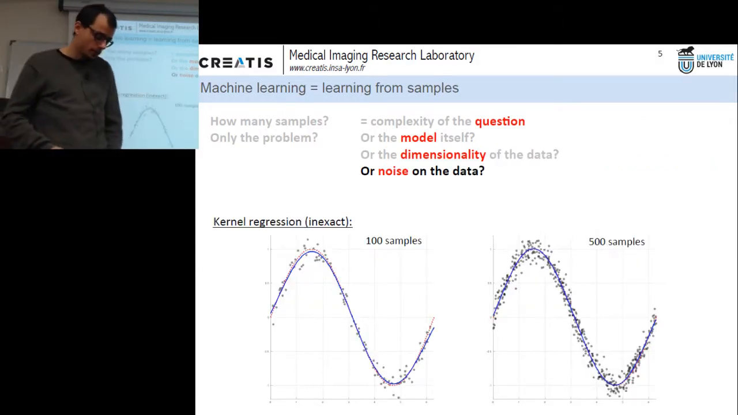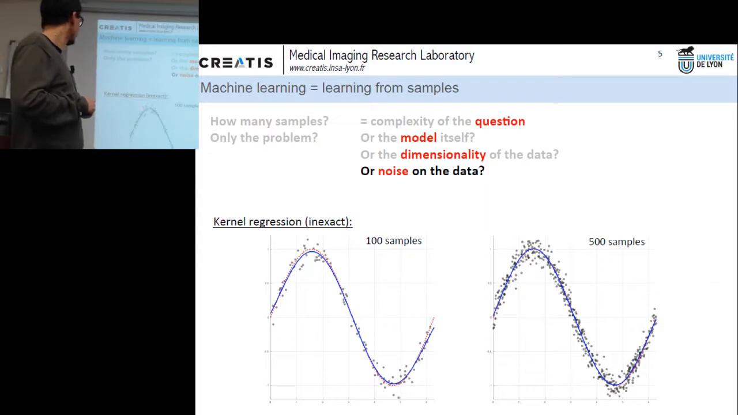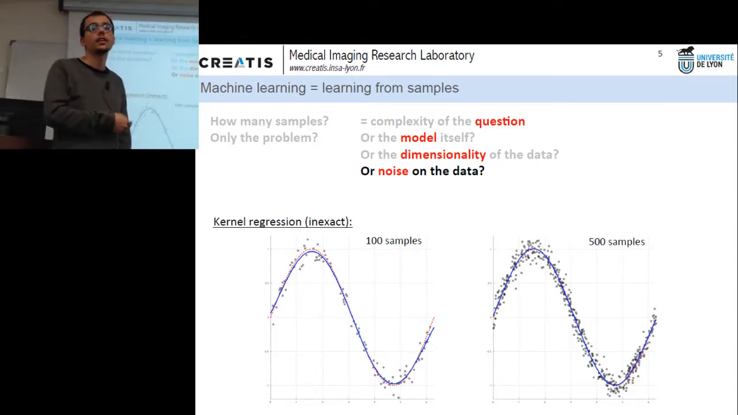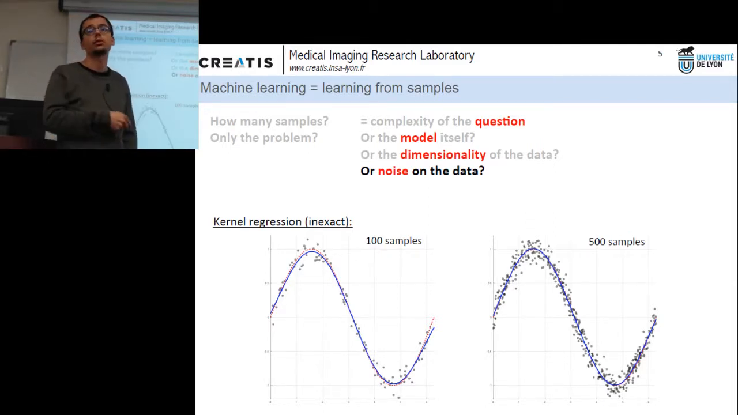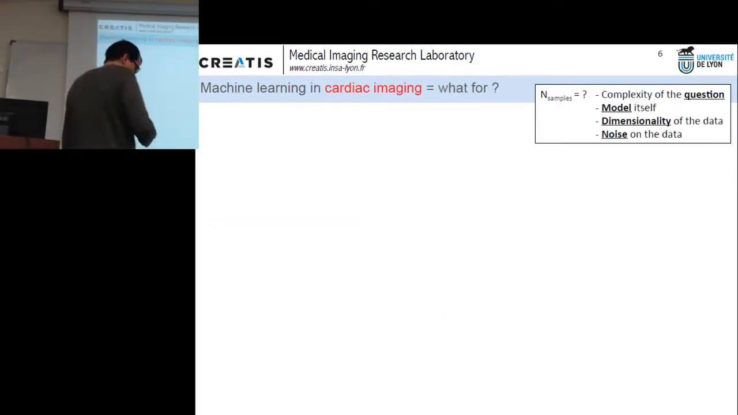And then I didn't talk about this, but there may be noise on my data. With 100 samples, you remember the exact matching problem was quite oversampled. But if I have a certain amount of noise on my data, I still have an approximation with 100 samples, and I may need up to 500 samples to get a really perfect approximation of this. So these were basic examples. We're keeping this in mind, and asking what to do with cardiac imaging.